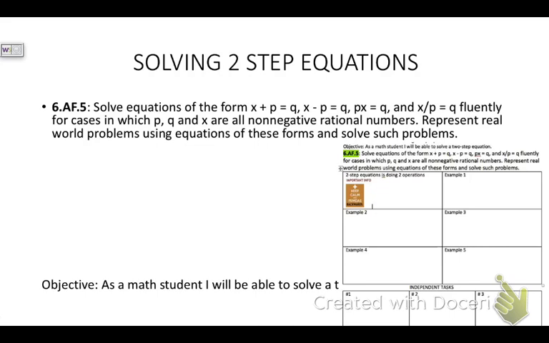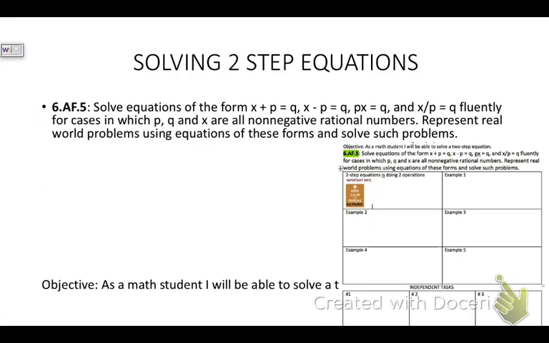It is organizer number 5, and I just want you to be aware of this piece right here, ladies and gentlemen. That is a state standard that we need to be able to deal with: solving equations of the form x plus p equals q, etc., where we have non-negative numbers. And we have to represent real-world problems using equations of these forms and solve such problems. And I think being able to solve one- and two-step equations is going to help you with that standard.